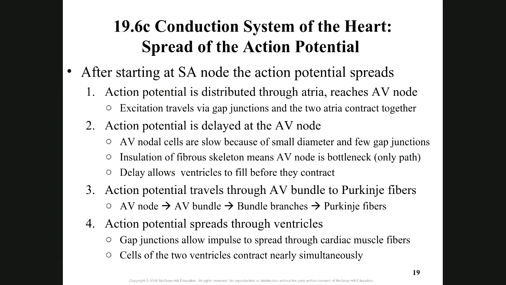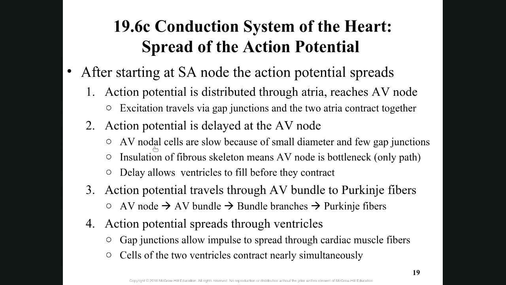After starting at the SA node, the action potential is spread. The action potential is distributed through the atria and reaches, as you know, the AV node. The excitation can travel via gap junctions and the two atria contract together. The action potential has a delay at the AV node.